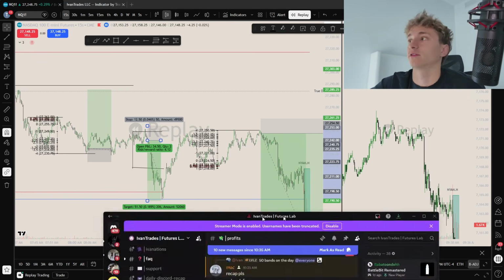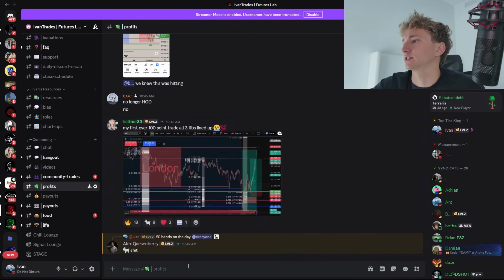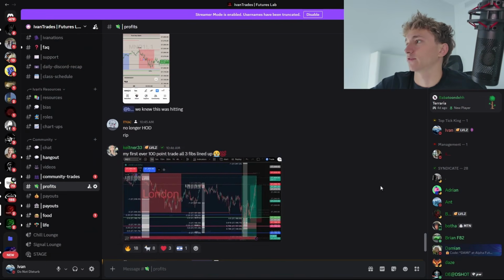Everybody in the Discord server, just take a look. I want you to see this. My first ever 100-point trade, all 3 fibs lined up. That's fire.